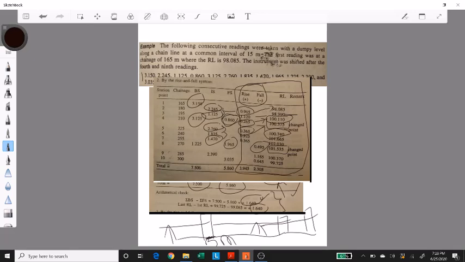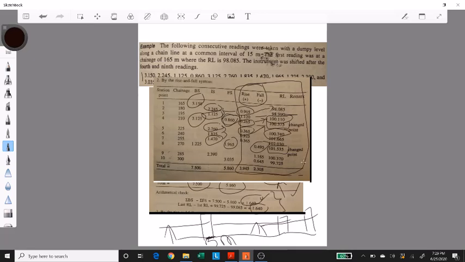So as you can see, the rise and fall method is pretty simple. All you have to do is remember, from the first reading you have to subtract the second reading. If it's a positive answer, it's a rise. If it's a negative answer, that's a fall. And the first reading can be a backsight or an intersight, and the second reading can be an intersight or a foresight, depending on when you change the location of the instrument. So this is how you perform the computations. If you fill up the table correctly, then it becomes very simple.